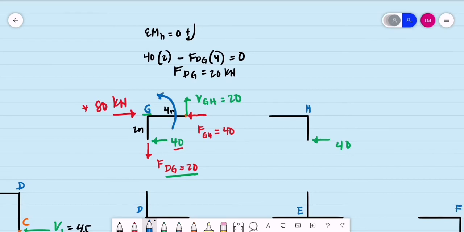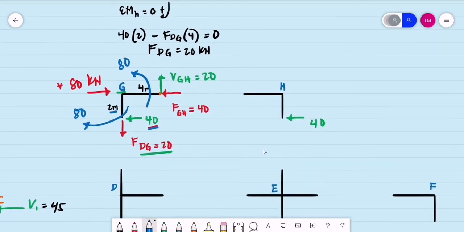I'll be using blue for the moment. 20 times 4 is 80 kilonewton meter. What is 40 times 2? 40 times 2 is the same as the 80 kilonewton meter. So that is for joint G.